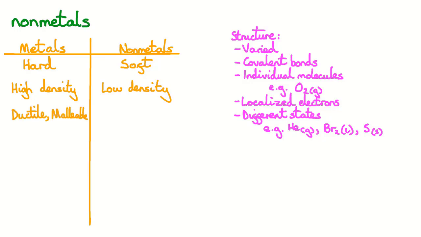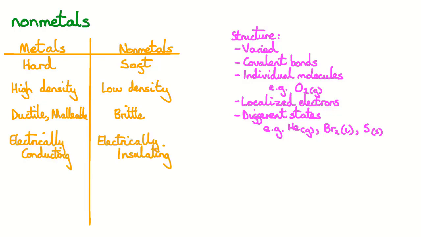We saw that metals can be ductile and malleable, but in the case of nonmetals, thanks to their structure, they are often brittle. Brittle means that if you try to deform a nonmetal, it will break. While metals are electrically conducting, nonmetals are the opposite. They are electrically insulating. This means that they do not allow electricity to pass through them. This is because their electrons are localized instead of delocalized.